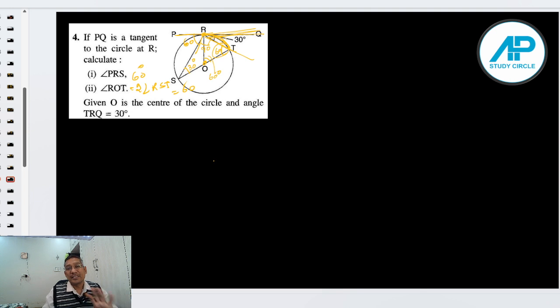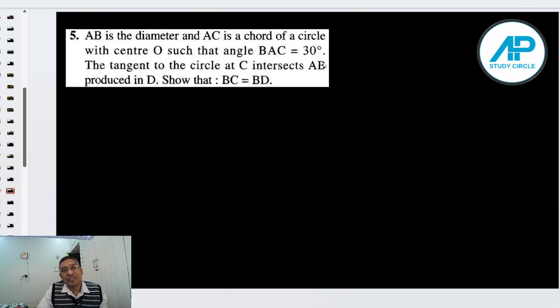Angle PRS, by the alternate segment property, is also equal to 60 degrees. Angle QRT is 30. Angle RST is 30. My suggestion is that you try to find all the angles you can see in the diagram, applying the proper properties, and then you find out what is being asked. When you get the angles around this diagram, this gives you a clear picture of the question and all the available angles.